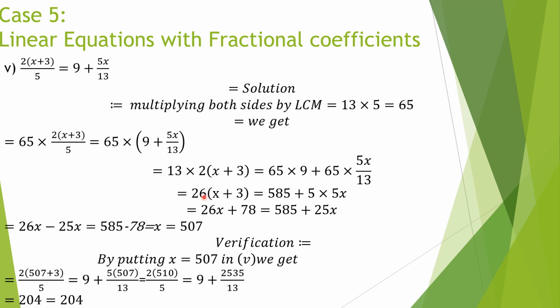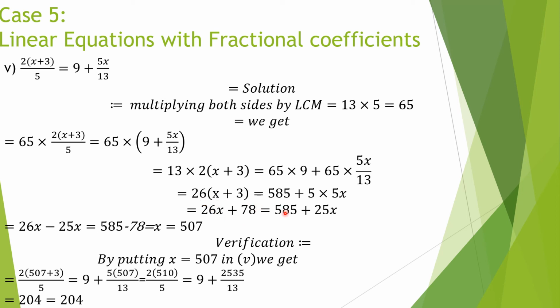By solving, 13 into 2 is 26 bracket x plus 3. 65 into 9 is 585 plus 13 and 65 are cancelled out. We get 5 into 5x, which is 25x. 585 plus 25x is the right hand side, and on the left hand side 26 is multiplied by x, 26x. 26 into 3 is 78.